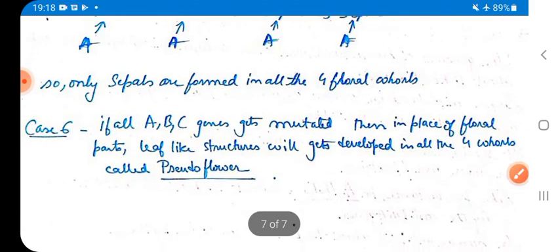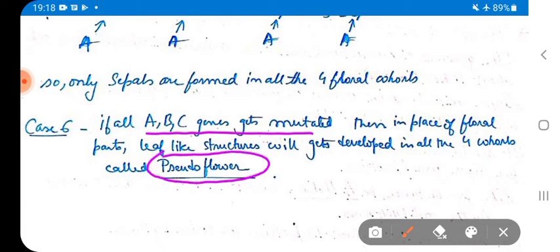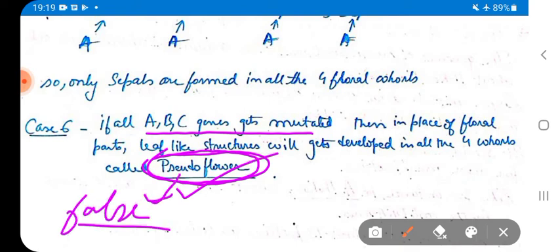And in the last case, if all the three genes are mutated, then there will be no sepal, no petal, no stamen, no carpel formation. And that type of flower is called pseudo flower, which has a green, leaf-like appearance, but looks like a flower, but it's called a pseudo flower. Pseudo means false.